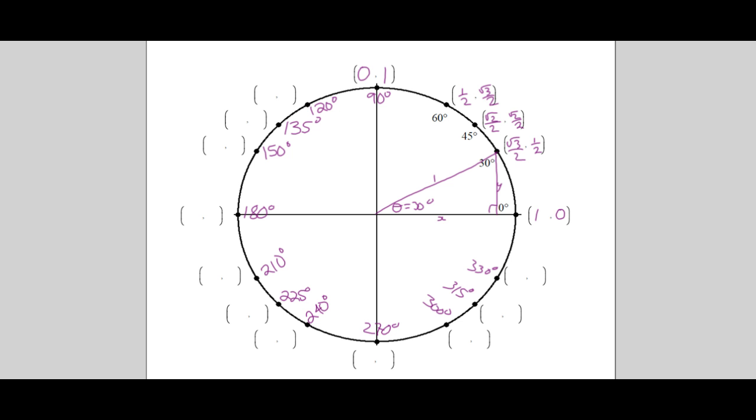1, 2, 3, 4, 5, 6. Can't do any better than that. 1, 2, 3, 4, 5, 6. Not 7, not 8, 9, 10, not 11, 12.